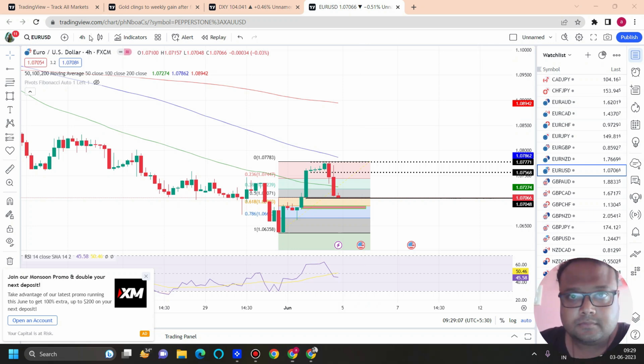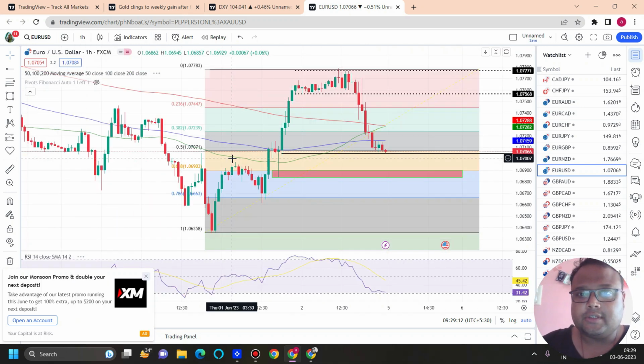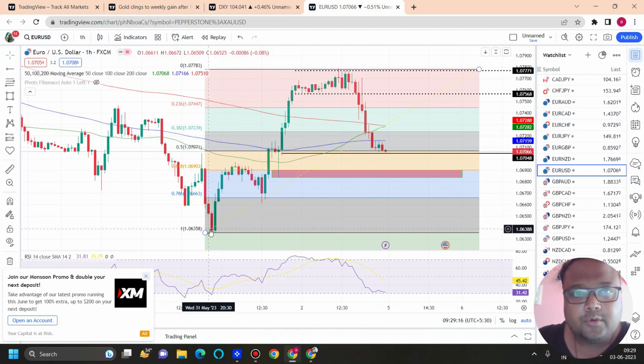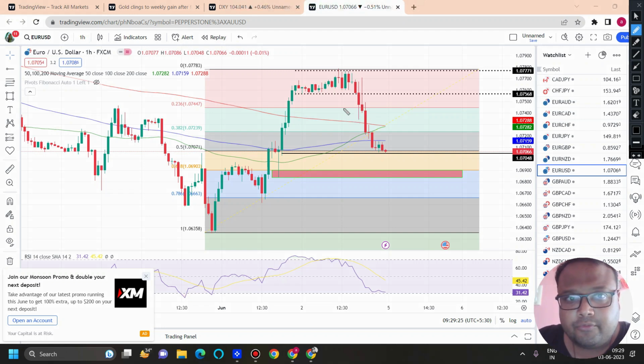So let's switch to the 1 hour time chart of EUR/USD. First of all, we have used Fibonacci here. And why Fibonacci? Because we can see that when the market came to FIBO 23.6, it tried to respect it. When the market came to FIBO 38.2, it tried to respect it. And ultimately, EUR/USD closed at the FIBO 50% retracement level.